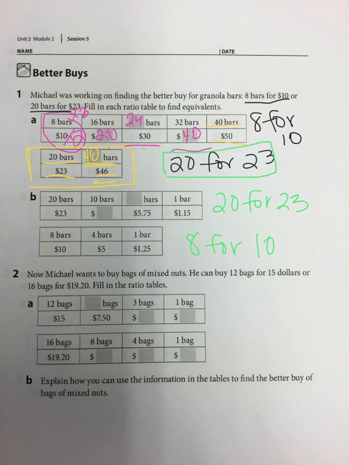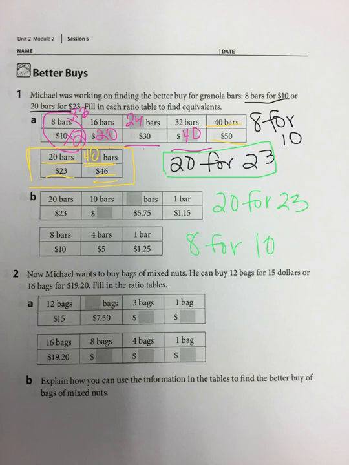On the last ratio table, the one above, we made the amount of bars bigger. So we were doing a lot of doubling to see if we bought more bars, would that be a cheaper price? Down on B, we're going to buy fewer bars and see if that would be a cheaper price.